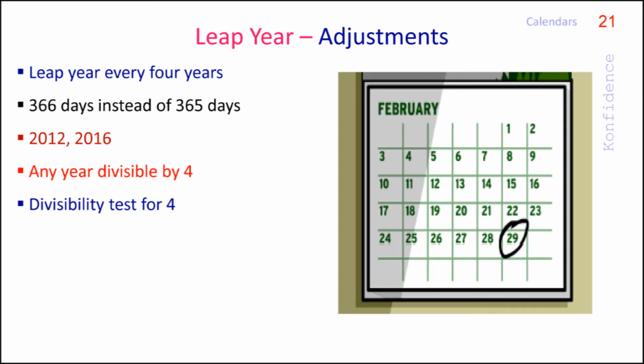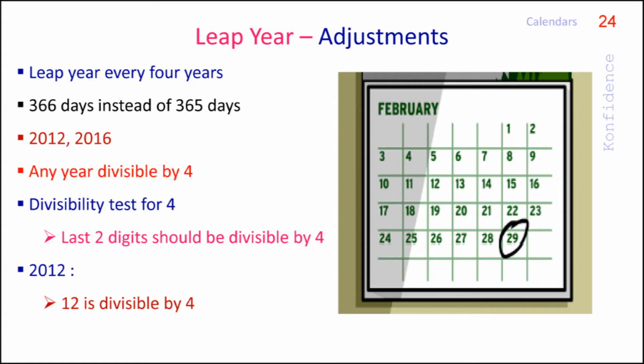Remember the divisibility test for 4? The last two digits should be divisible by 4. Look at 2012. 12 is divisible by 4. 16 is divisible by 4, etc. So, every 4 years, one day is added to the calendar. Does that suffice for the adjustment? No. What are the other adjustments required?